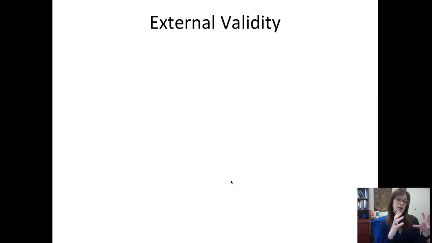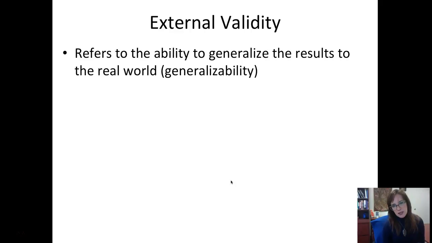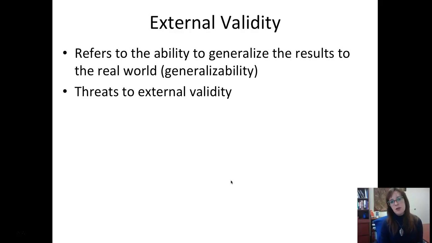So again, internal validity refers to the truth or validity of your claims of causality or of association. External validity is what most of us think about as generalizability. So can we take these results and generalize them to other populations, to the real world? And so there are a variety of threats to external validity.